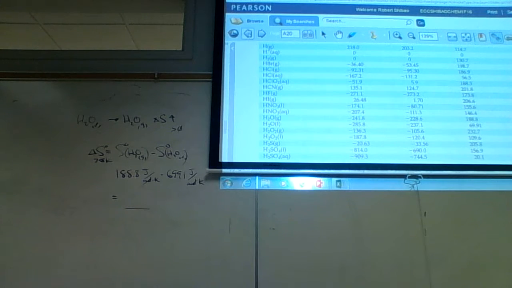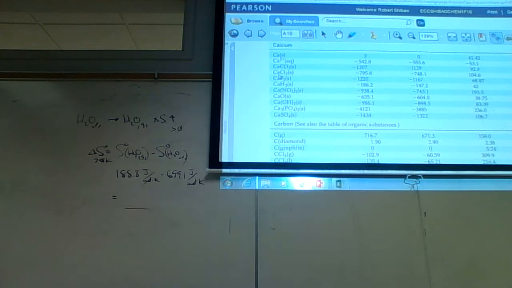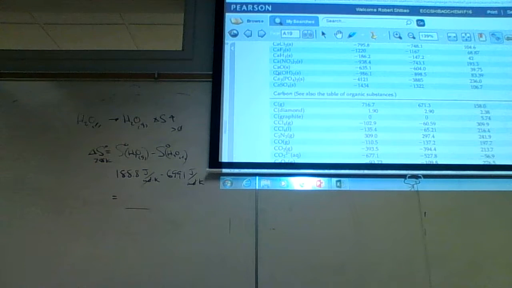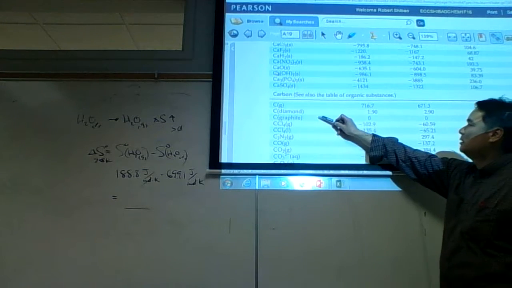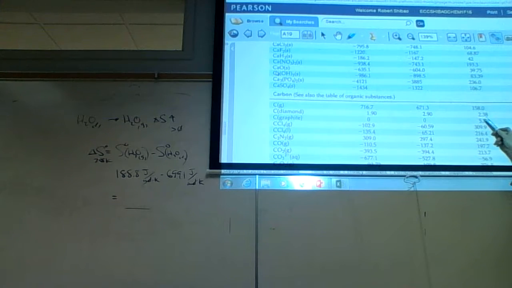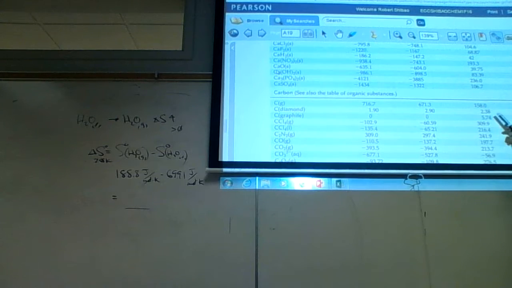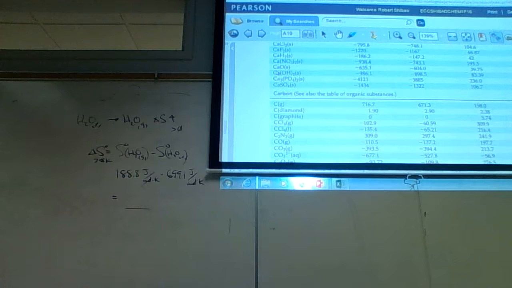So if I start scanning through, I'll find the lowest entropy looks to be here. Take a look. This is close to 0. Diamond. The entropy of diamond is 2.38. Only the lowest entropy on the table. What's the highest entropy? The highest entropies are a few hundred for the neutral species. And so what we see here is this.